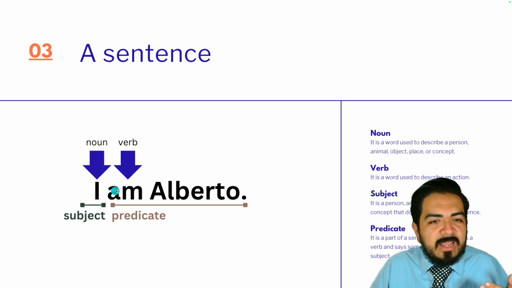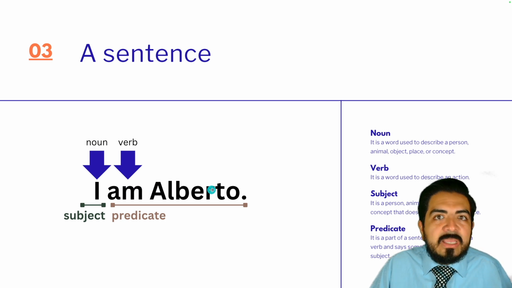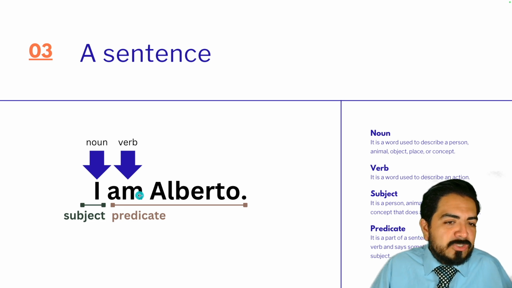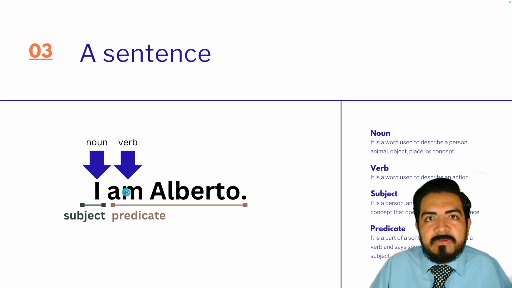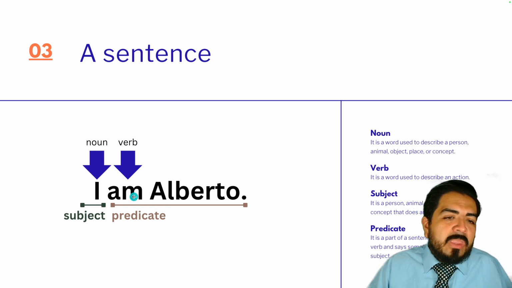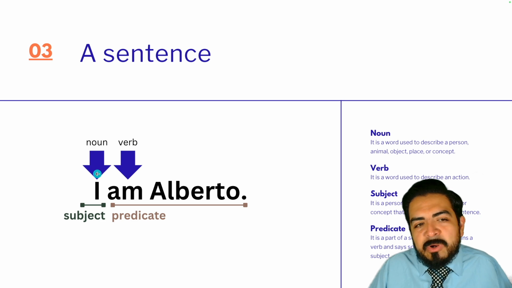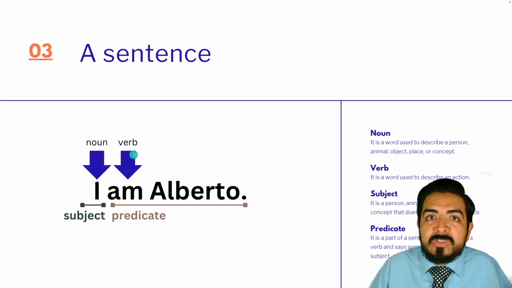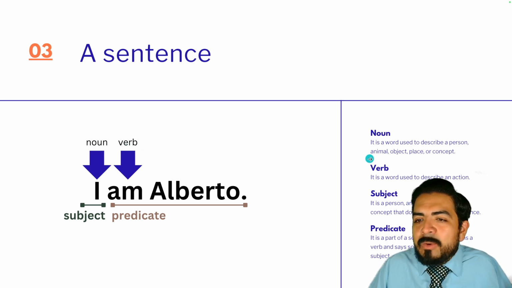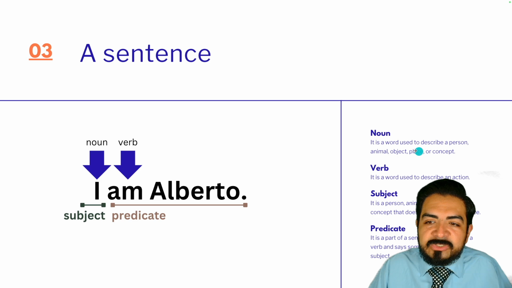If you just say Alberto, that's not a sentence. If you just say I, or if you just say am, that's not a sentence. If you say I am, that is a sentence. Okay? So, taking a look at these parts, we have these components. We have a noun and a verb. A noun and a verb are parts of speech. A noun is a word used to describe a person, animal, object, place, or concept.